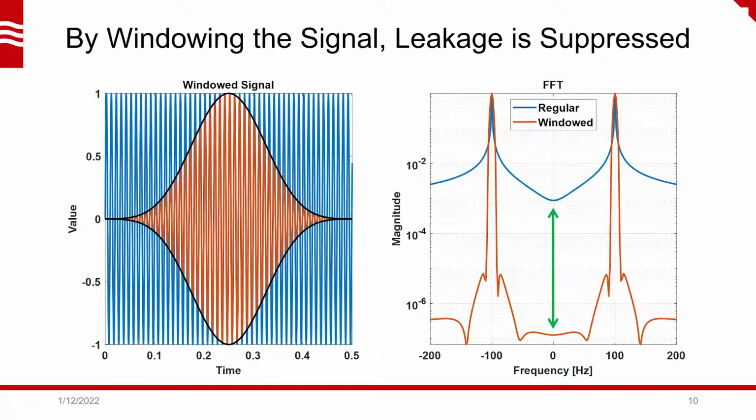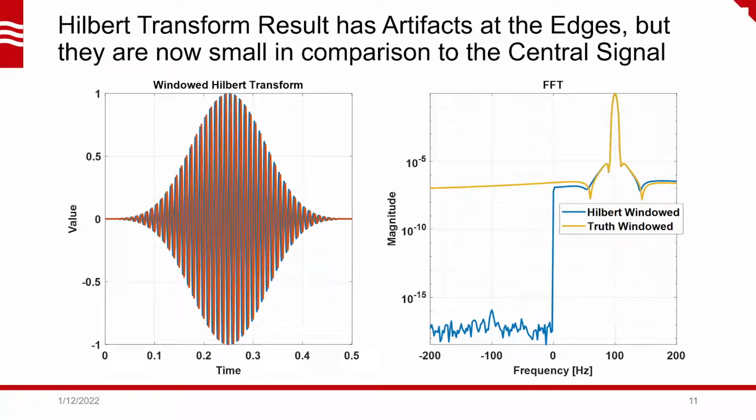In the frequency domain, we see that the signals show symmetric peaks at the same positive and negative frequencies, but the windowed version has leakage that is about 4 orders of magnitude lower. So now let's compute the Hilbert transform of this windowed signal. Looking at the FFTs on the right side, the blue curve is the result of Hilbert transforming the windowed real signal, while the yellow curve is from applying the windowing function to the truth curve, and it is what we are trying to achieve with the Hilbert transform in this scenario.